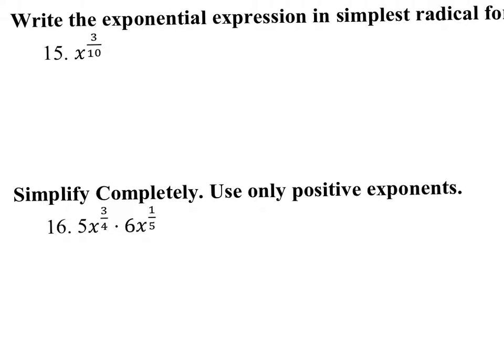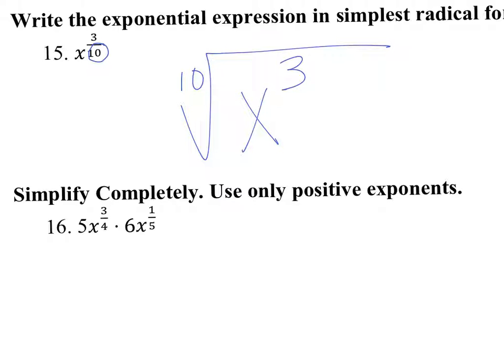Rewrite this in radical format. Here's my root. You have to decide, does a 3 or 10 go on bottom or outside? Remember, a root index is a fraction exponent. What makes it a fraction is this part down here. And I still have x to the 3rd on top.